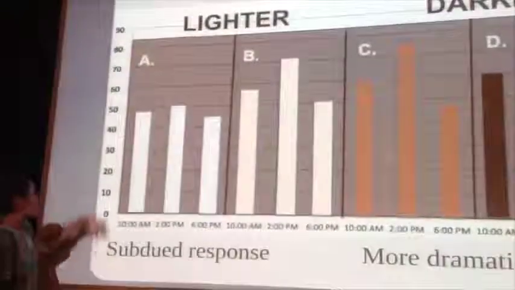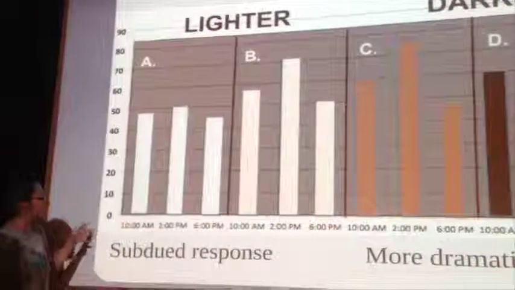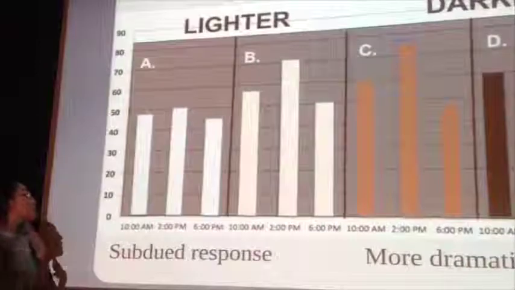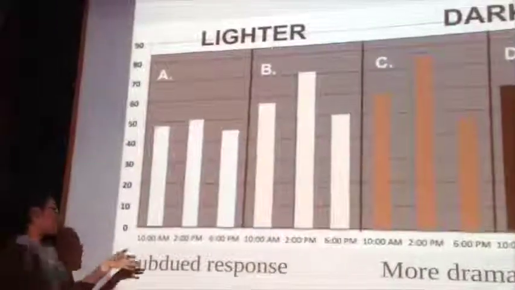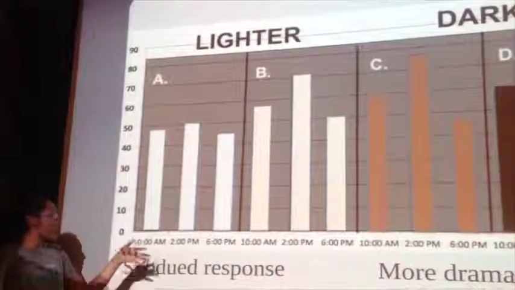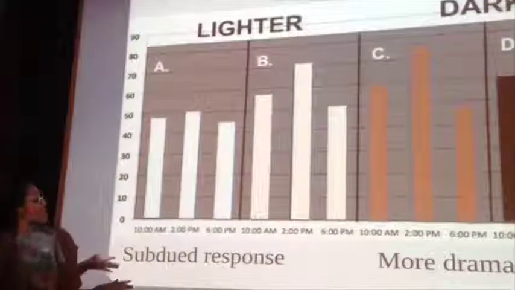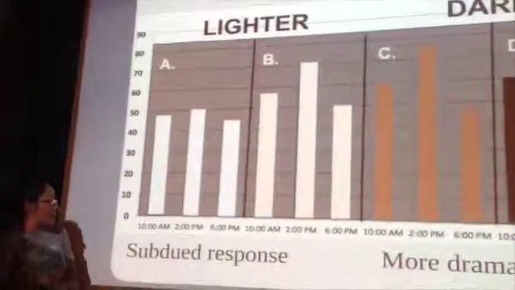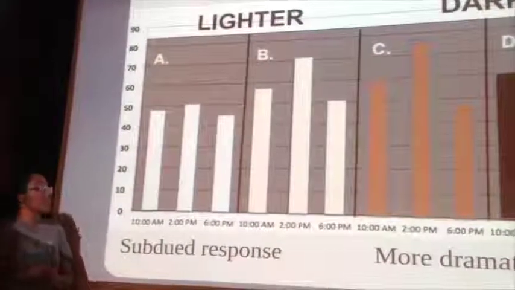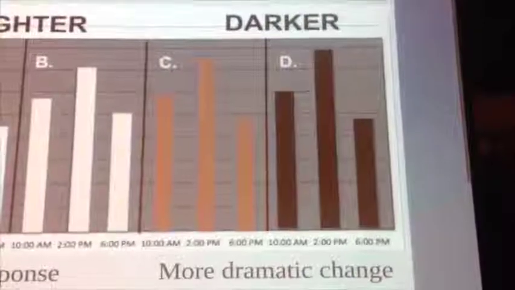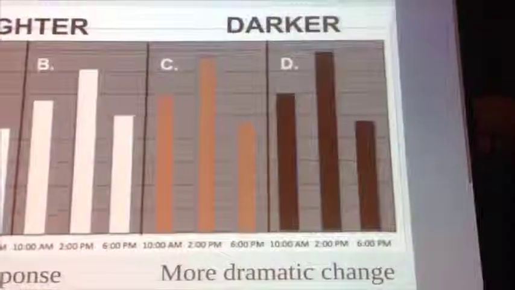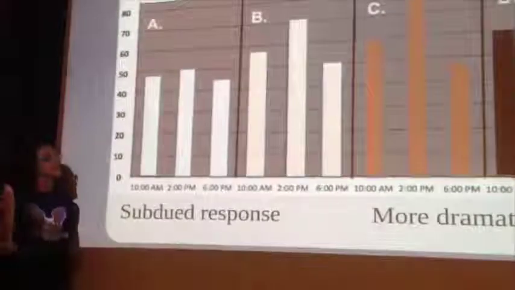Basically, what this graph shows, in the y-axis, there's temperature in degrees Celsius, and the x-axis, there is time. We recorded our data in the morning, noon, and evening, and the lighter rocks had a more subdued response than the darker ones. The darker ones had a more dramatic change in temperature throughout the day. We measured the surface temperature of the rocks with this infrared thermometer.